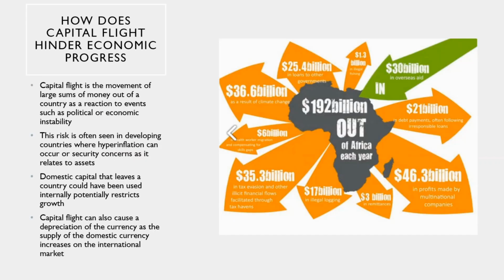You need to know capital flight and how it hinders economic progress. Capital flight is when large amounts of money leave the country, usually due to political or economic turmoil. This is often seen in developing countries where hyperinflation can occur or there are security concerns related to assets. Domestic capital that leaves a country could have been used internally to help it grow. Capital flight also causes a depreciation of the currency as the supply of the domestic currency increases on the international market. An increase in supply causes the currency to depreciate.